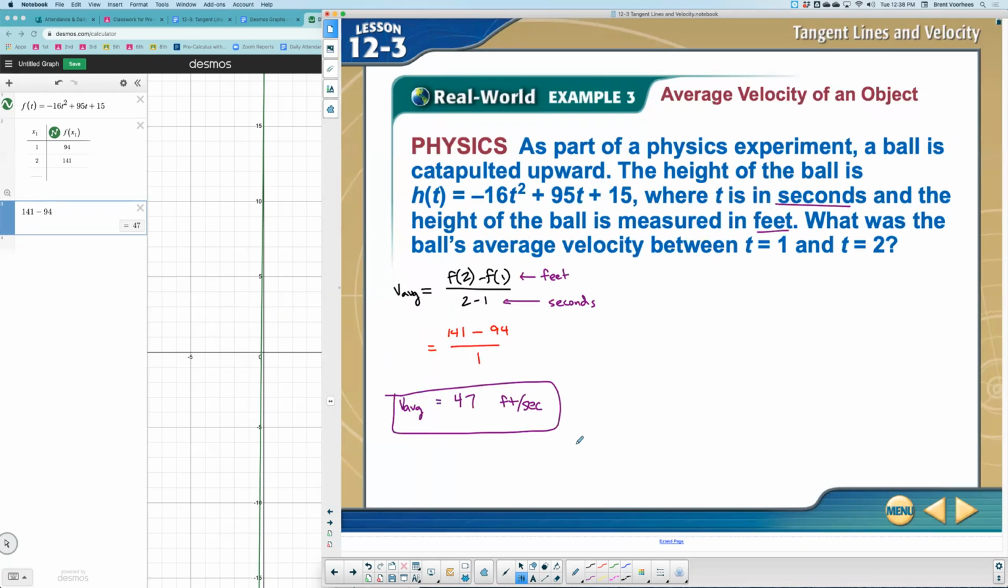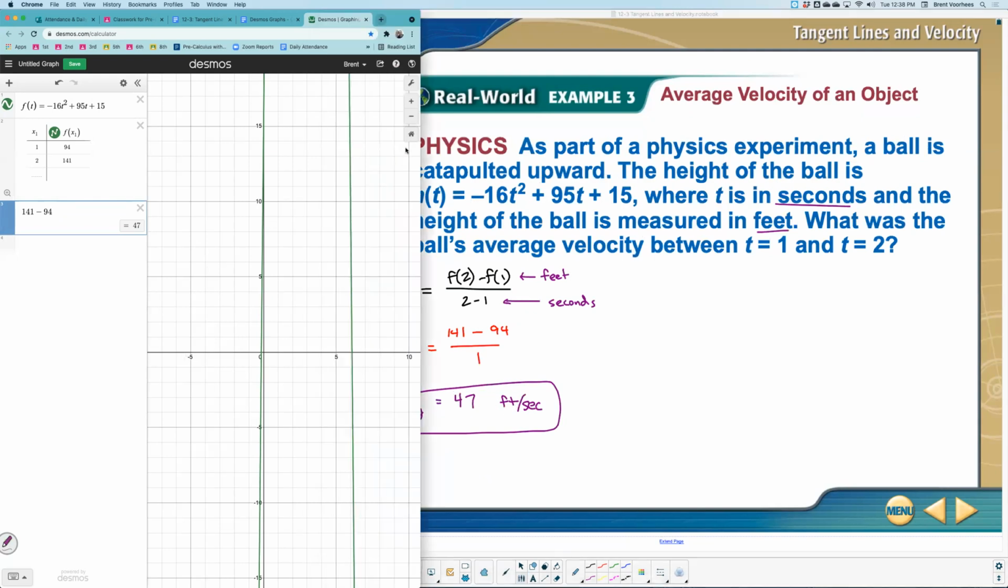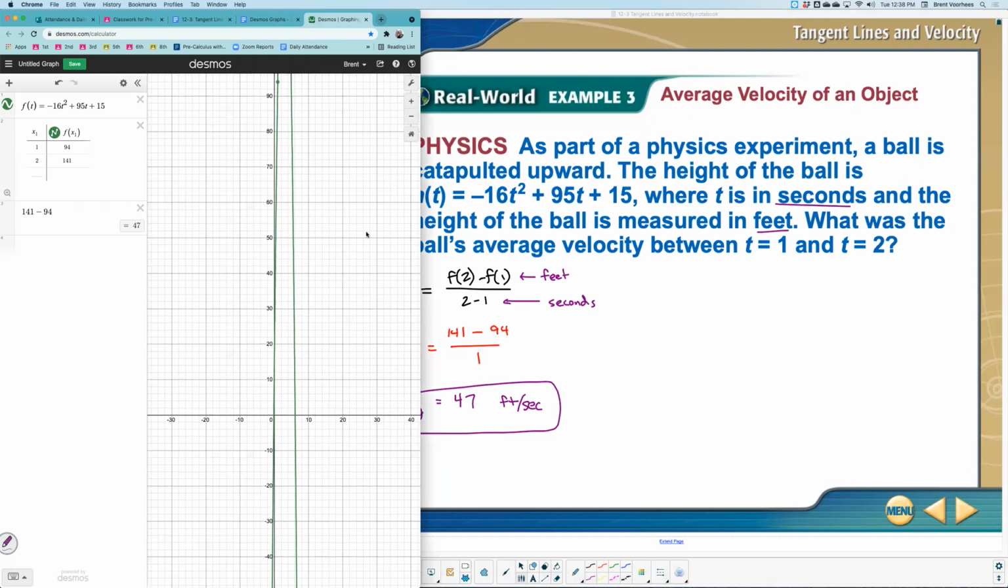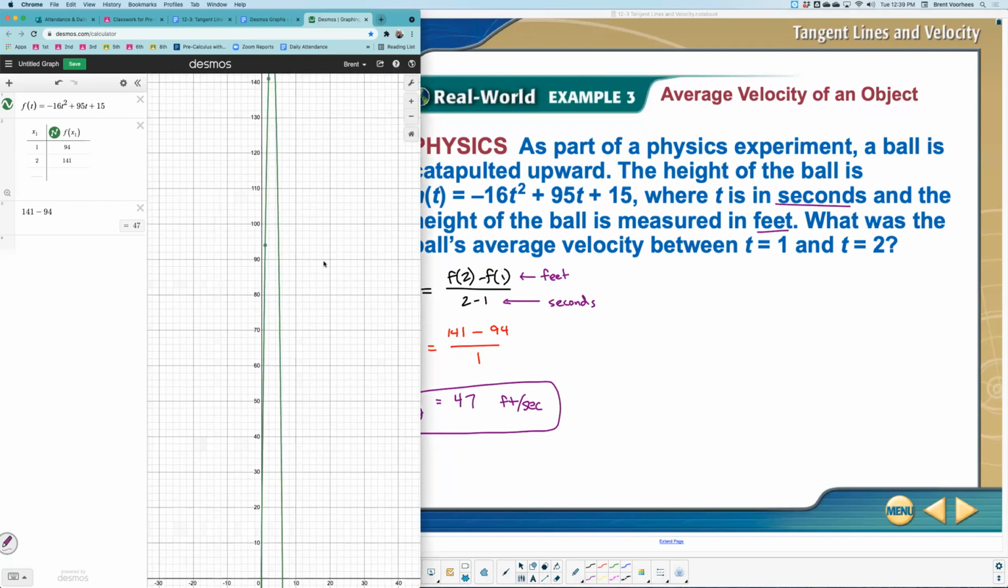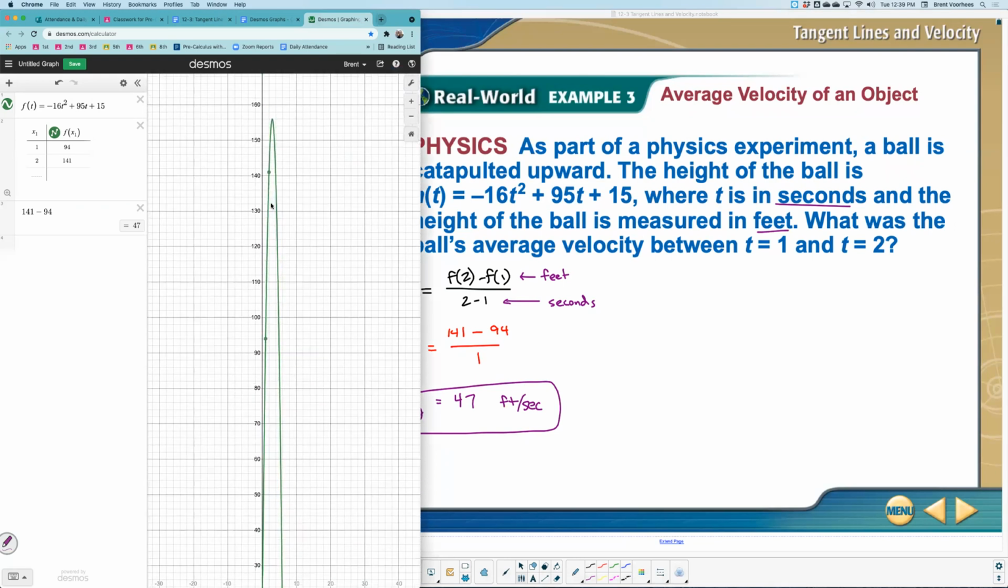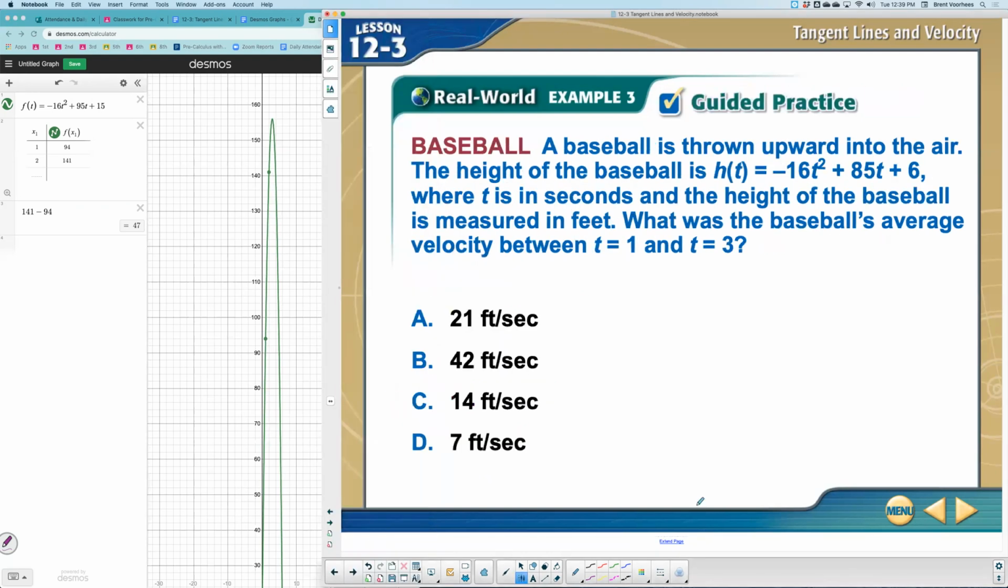All right, and this is a positive change right now. Between 1 and 2 seconds, this graph is going, as you can see, it goes up 47 feet per that 1 second.